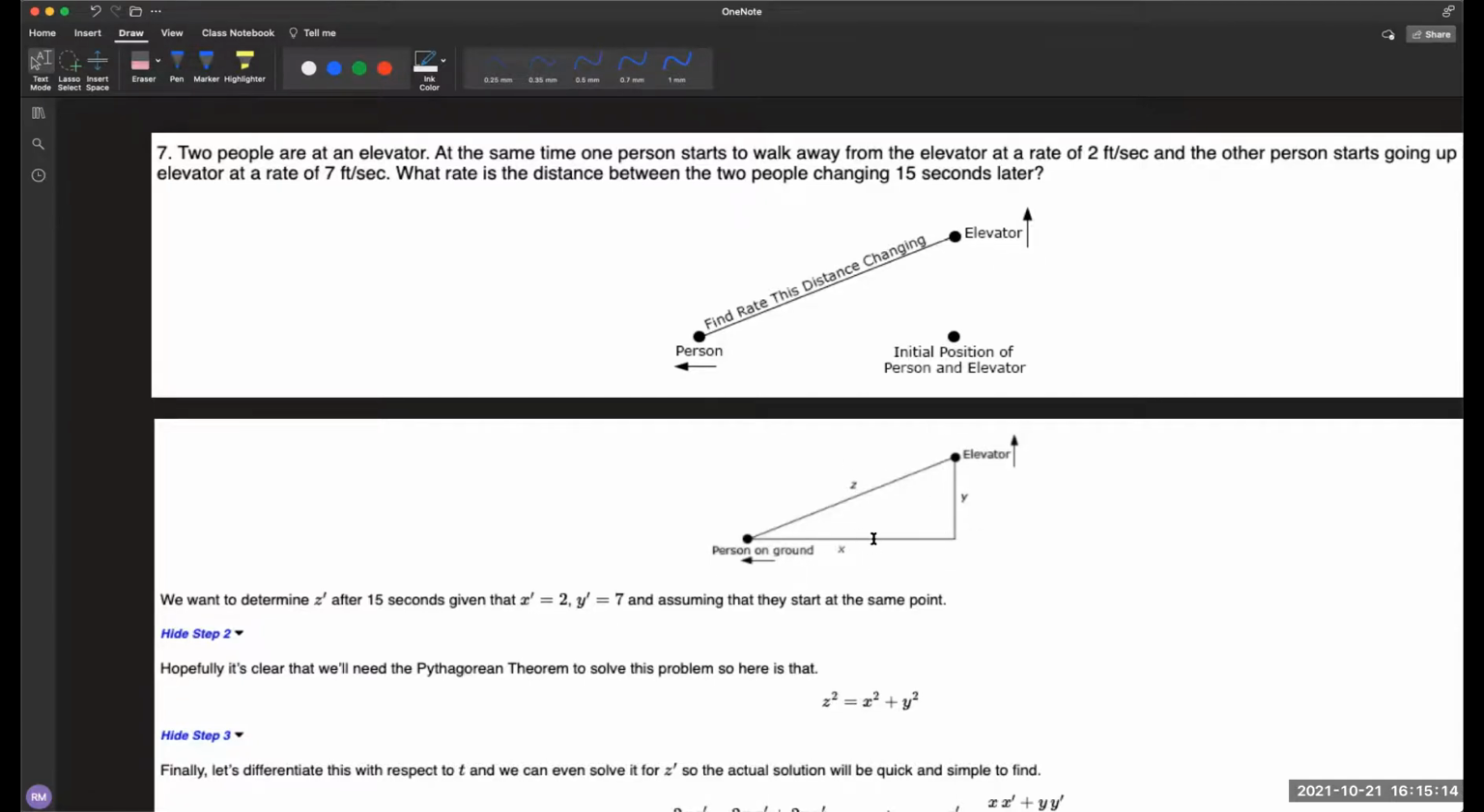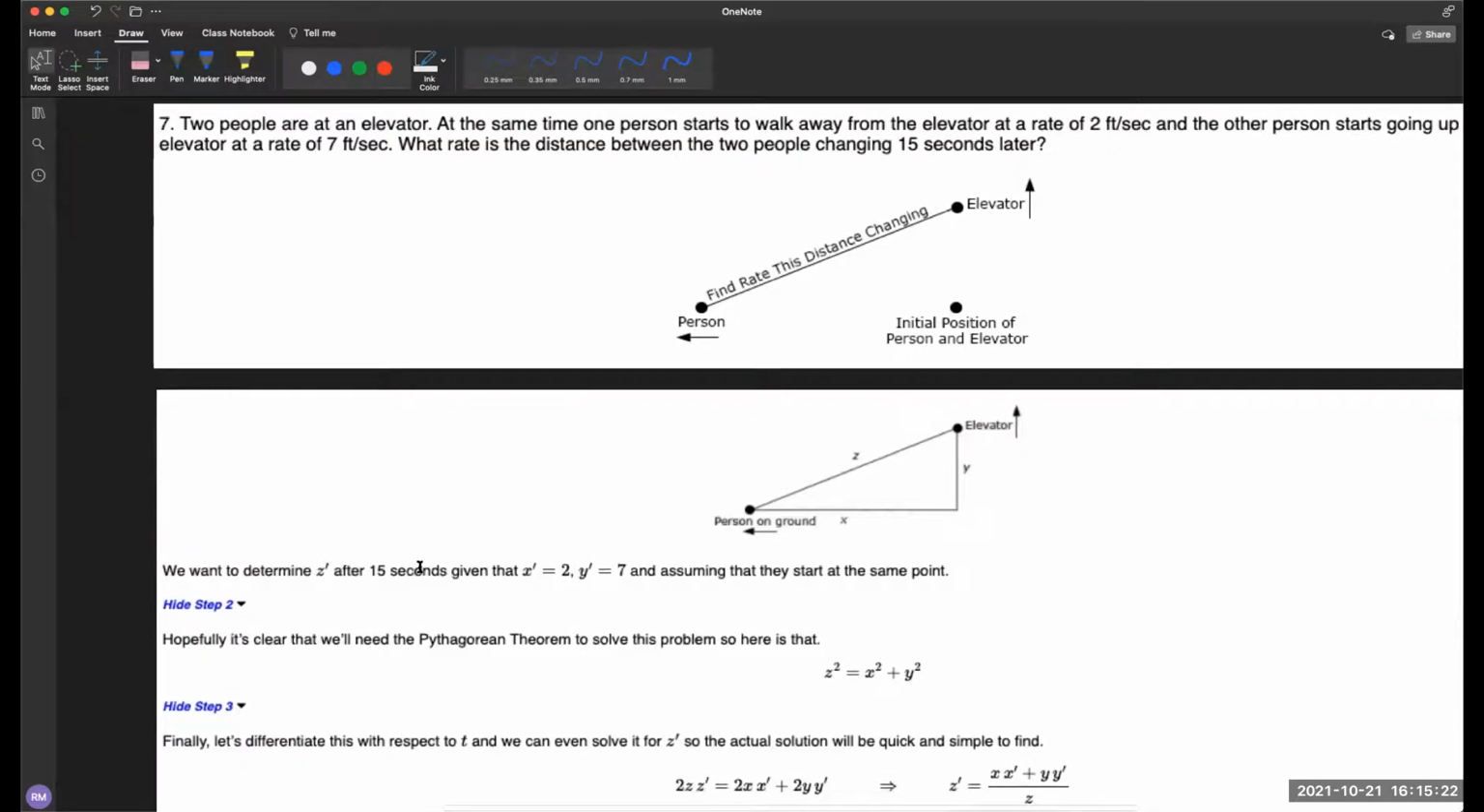And you have variables to represent those distances, and then the rates of change of those distances. So we want to determine Z prime. If we label this X, Y, Z, we're looking for Z prime, the rate of change for Z, dz/dt, or Z prime. Whatever notation we use, we're looking for dz/dt. What does that equal at time equals 15 seconds? That's what we're trying to solve.